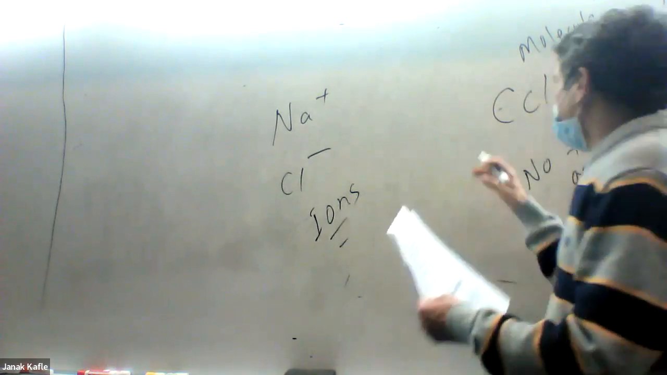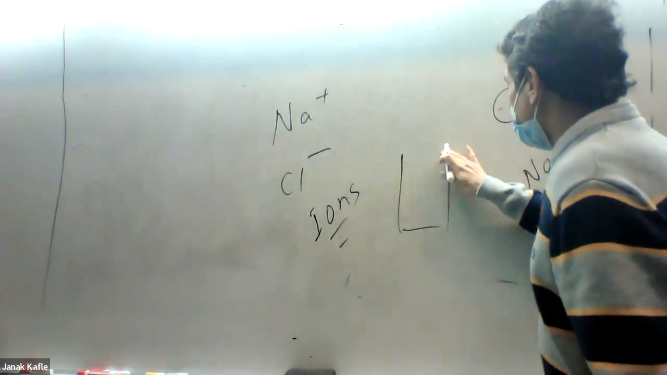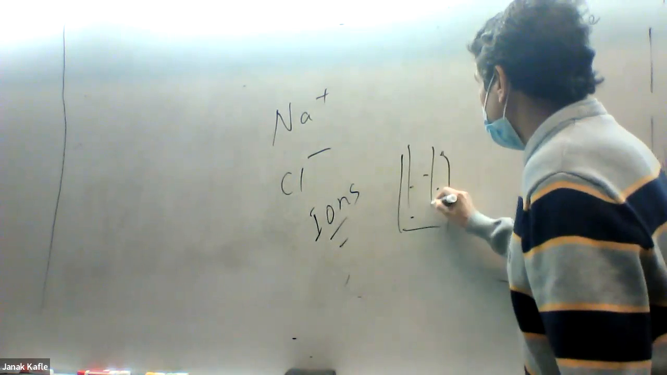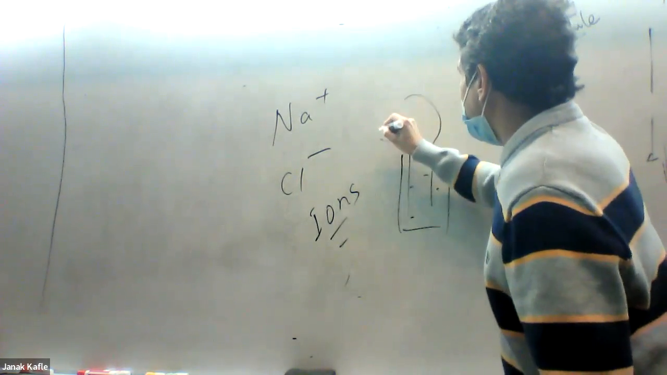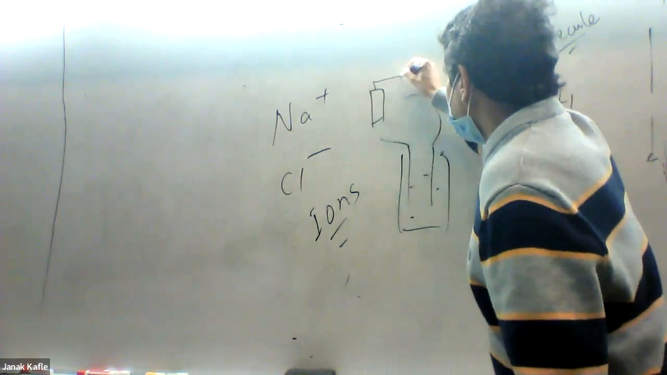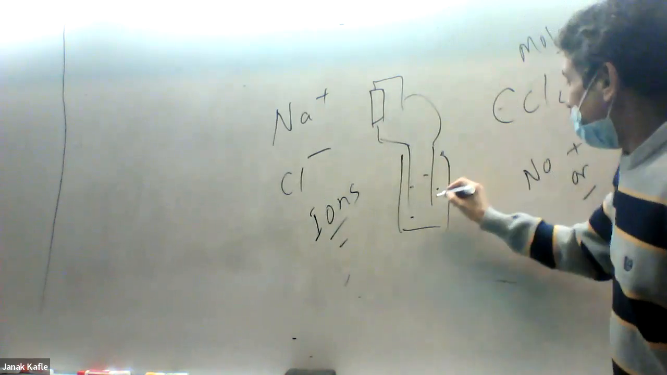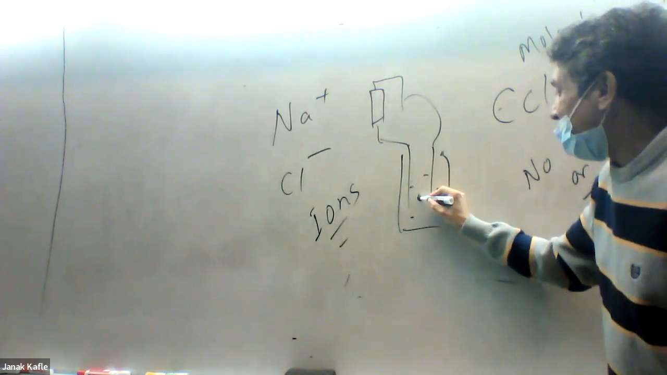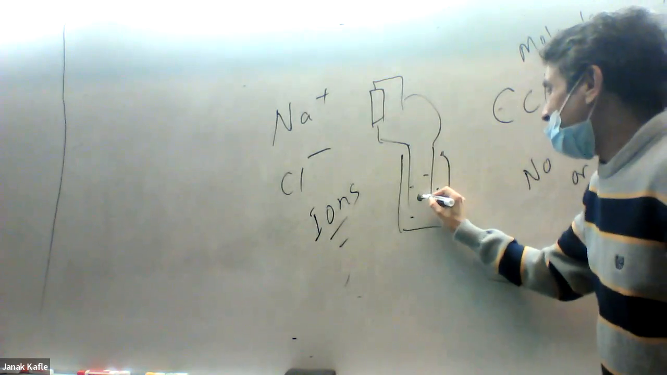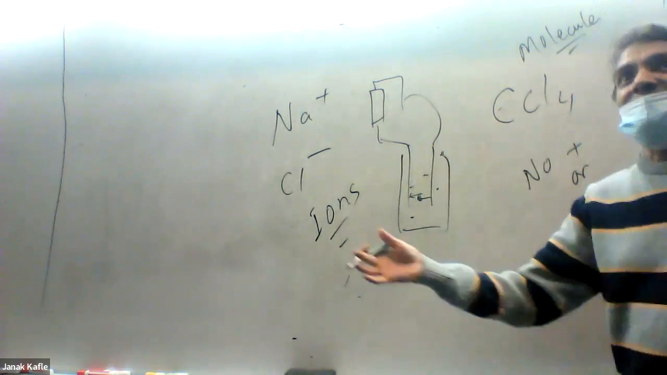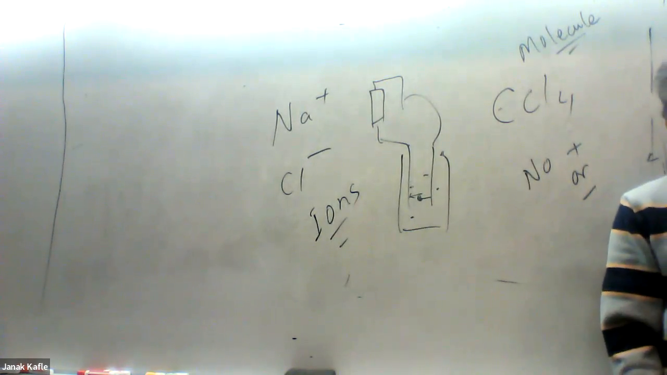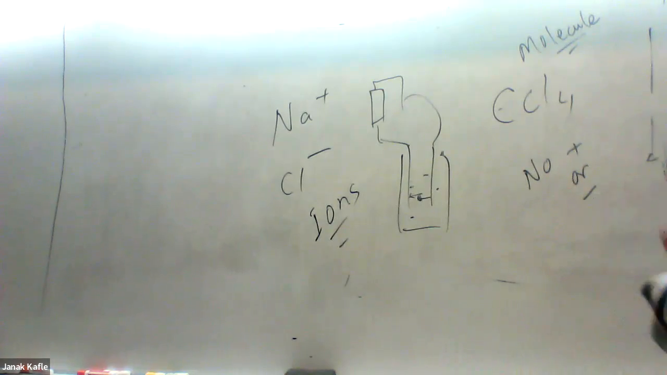So if you put this molecule, CCl4, in here and connect it with the battery like that, it doesn't move this way. It doesn't move this way. So this guy doesn't have charge, it just sits between. Make sense? So this is a plus pole, this is a minus pole. And if I don't have charge, I just sit in between like that. I don't move this way or this way.